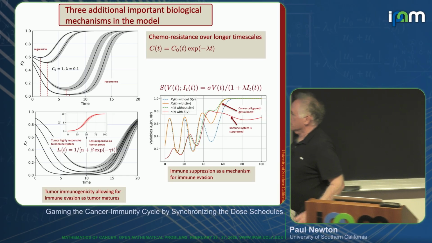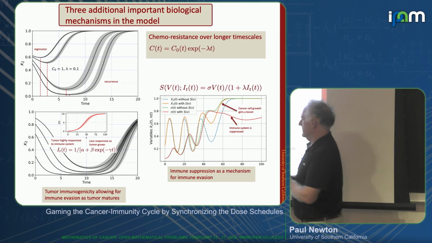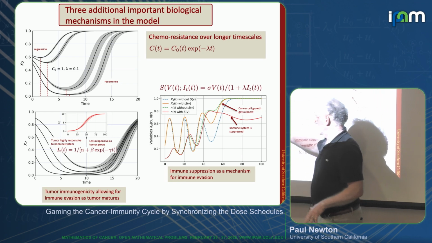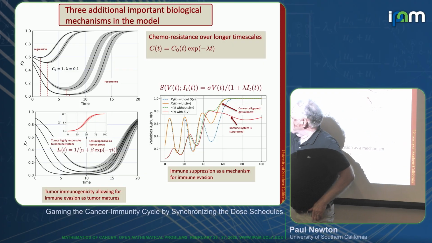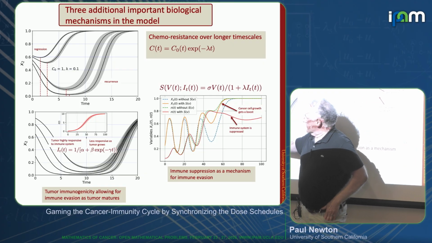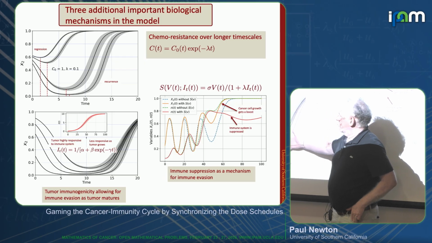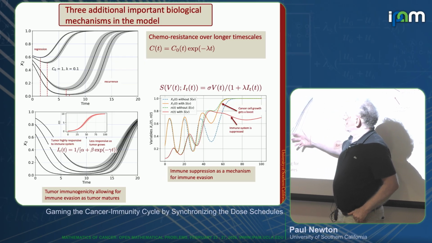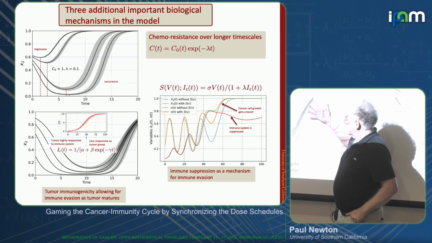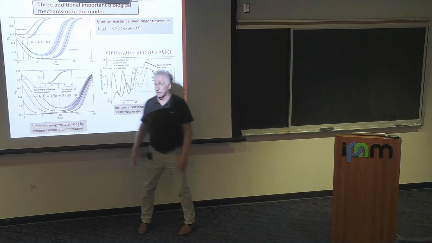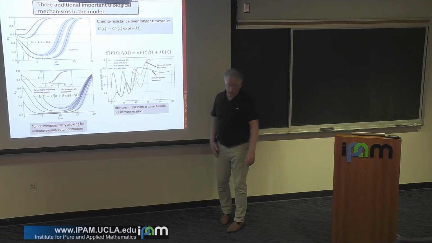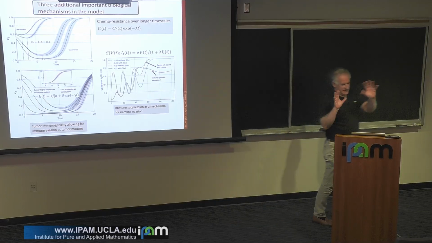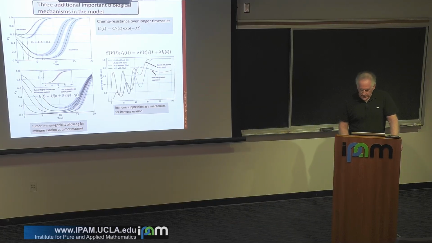As I said, there's also this tumor immunogenicity function allowing for immune evasion as the tumor matures, and this would be an example of that. The immune system starts killing the cancer cells, and then eventually the tumor becomes more resistant to the immune system, and it's also one of the known escape mechanisms. And finally, the immune system is suppressed, and so the model shows that as well. That's this S term in the model that I talked about.